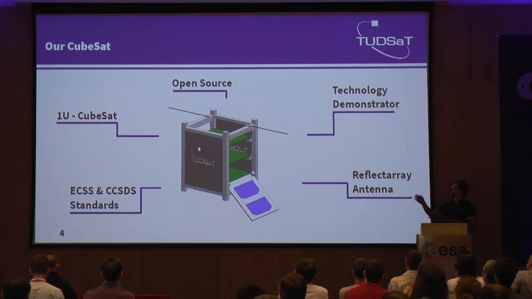Because of budget, we have a one-unit CubeSat. We wanted to go bigger, but not possible yet. It will be a technology demonstration of a reflector array antenna, which we develop ourselves. And it will be based on ECSS and CCSDS standards regarding software quality and communications.